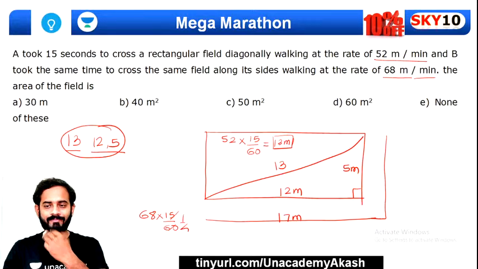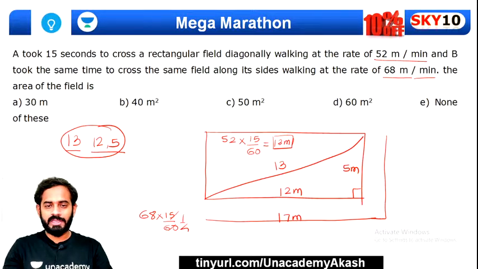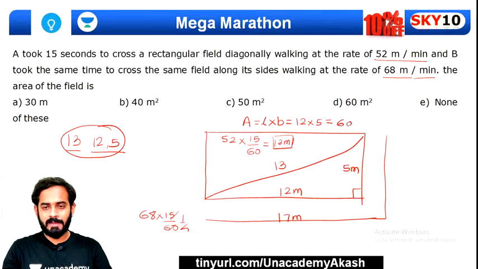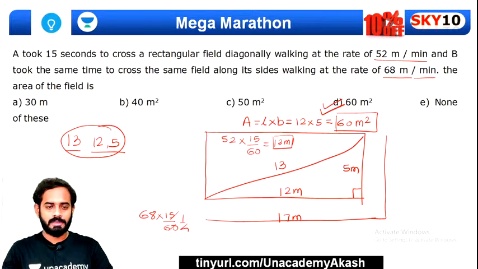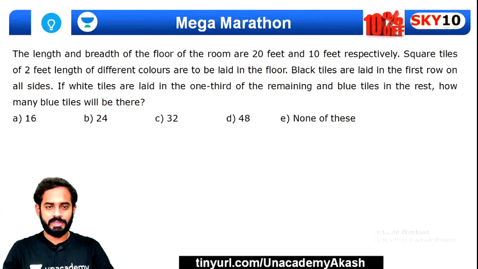Okay. Now, what is the area of this field? Area of a rectangle is nothing but length into breadth. So we have this 12 multiplied by 5 to get the answer as 60, right? 60 meters square. This is the answer. Option D will be the correct answer. Very simple. I hope there is no doubt, guys. Chalo, next question. Let's try to solve this. I'll give you some time to solve.